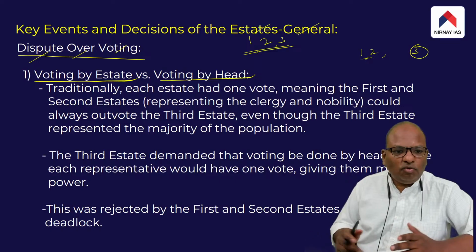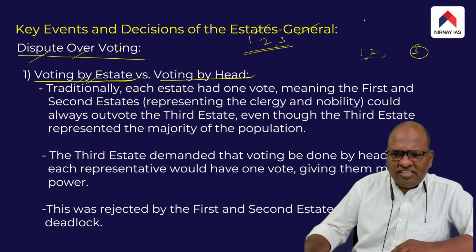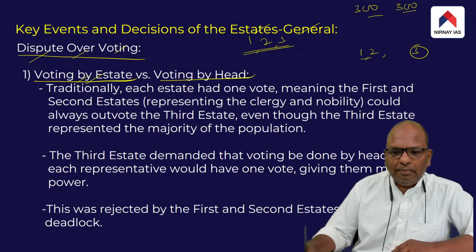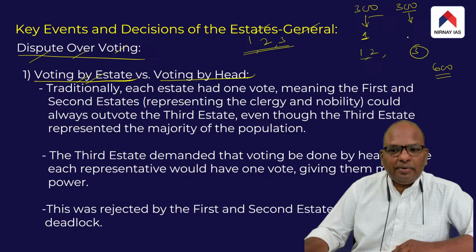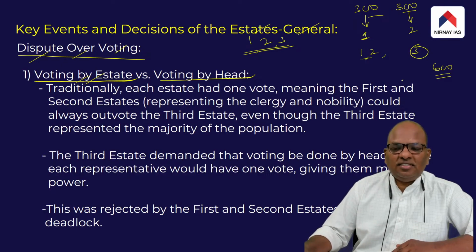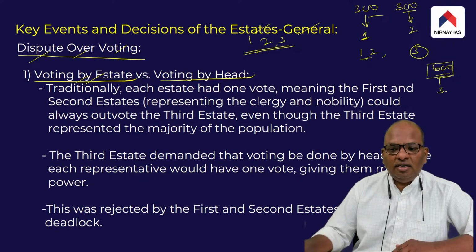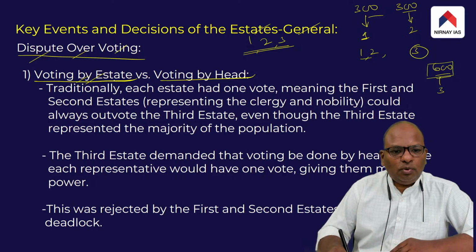So what do you mean by voting by estate? Basically, the first estate comprised 300 members, the second estate comprised another 300 members, and the third estate comprised 600 members. I hope I am clear. The entire first estate was considered as one vote. The second estate comprising 300 members was considered as a second vote, and the entire third estate comprising 600 members was considered as a third vote. So traditionally in France, voting by estate was conducted.